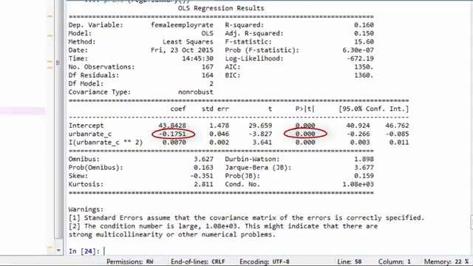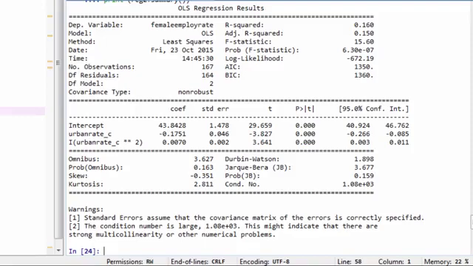In addition, the quadratic term is positive and significant, indicating that the curvilinear pattern we observed in our scatter plot is statistically significant. A negative linear coefficient and a positive quadratic coefficient indicates that the curve is convex, such that it starts high, then goes down, and then starts to go up again. This is consistent with the bowl-shaped quadratic curve we saw earlier in our scatter plot.